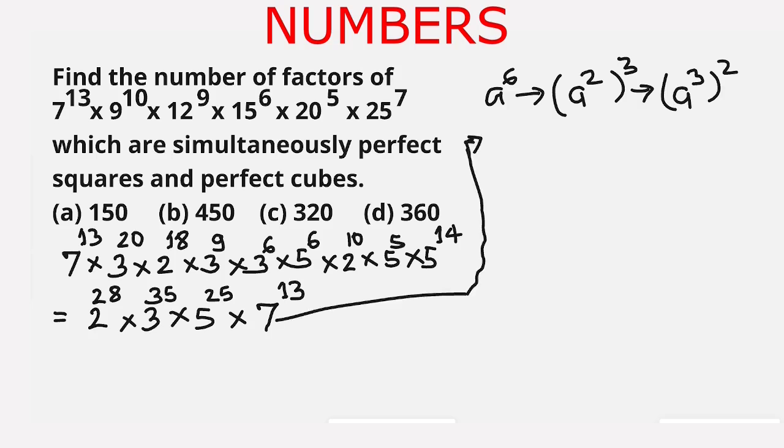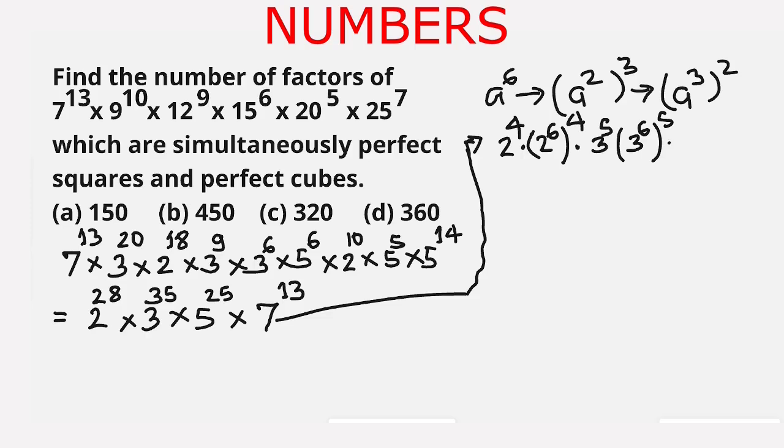This 2 to the power 28 can be written as 2 to the power 4 multiplied by 2 to the power 6 to the power 4. So it will be 6 times 4 is 24 plus 4 is 28. Now 3 to the power 35 can be written as 3 to the power 5 multiplied by 3 to the power 6 to the power 5. So this will be 6 times 5 is 30 plus 5 is 35. So it will be 3 to the power 35.